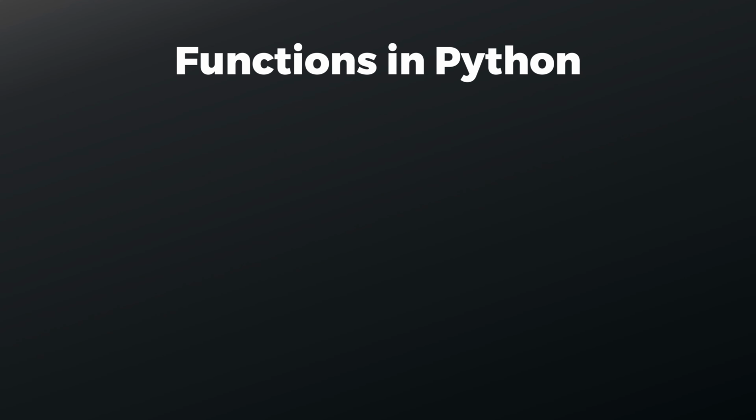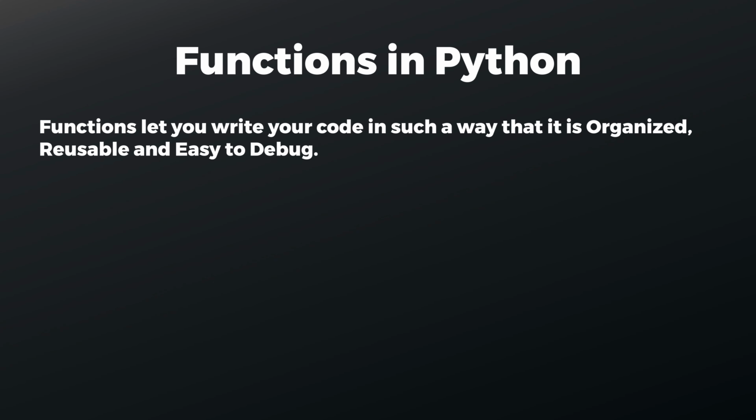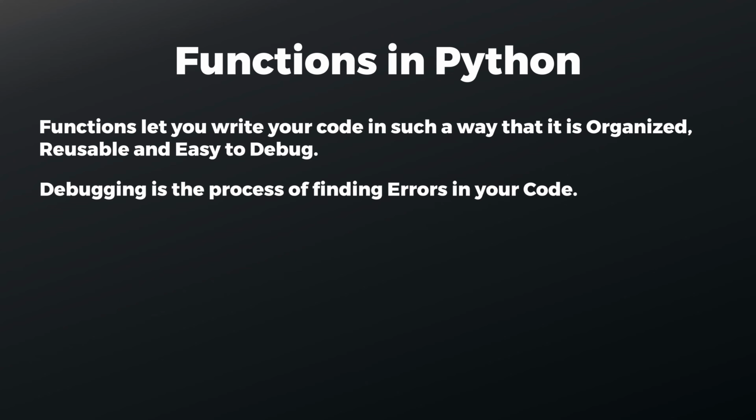Now that you know the basics of Python, it's time to dive into one of the most important parts of any programming language, functions. So what is a function? Functions are very important because they let you write your code in such a way that it is organized, reusable, and easy to debug. What is debugging? Debugging is the process of finding errors in your code, finding problems in your code.